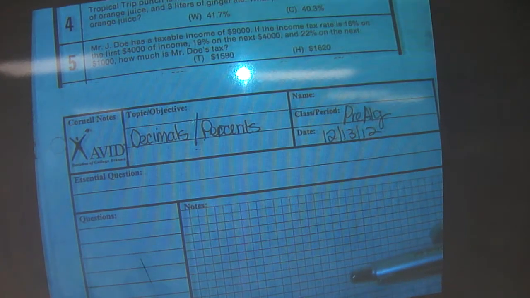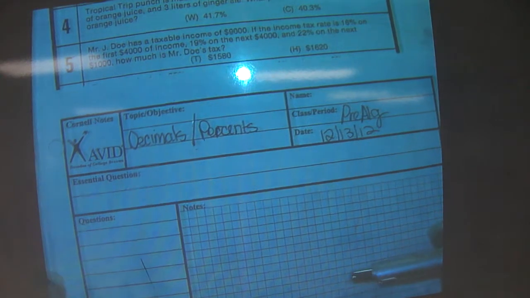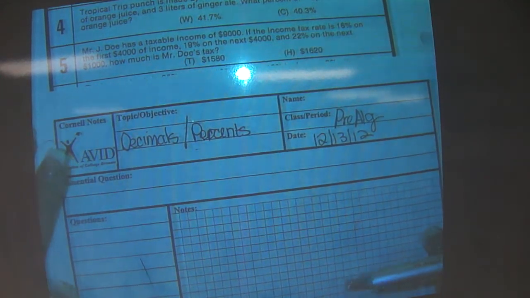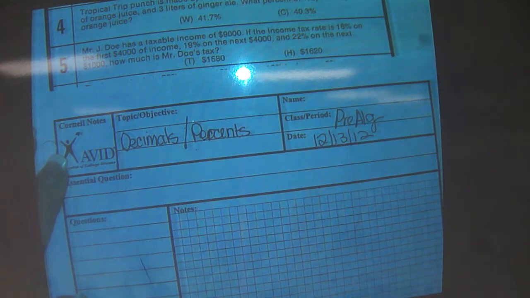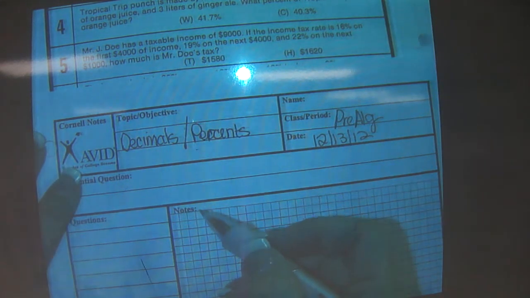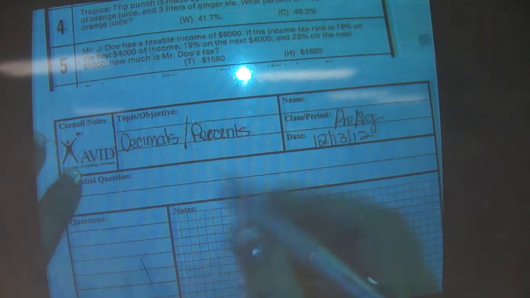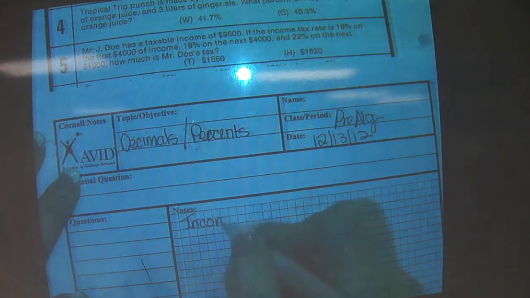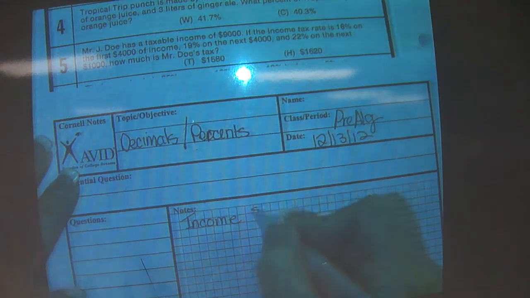And believe it or not, on number 5, you're going to discover something you didn't know that you will be surprised about. Because you're going to have your summary question, you're going to have your aha moment, I promise. So, Mr. J. Doe has a taxable income of $9,000. So his income is $9,000.